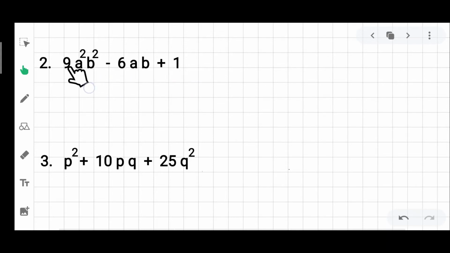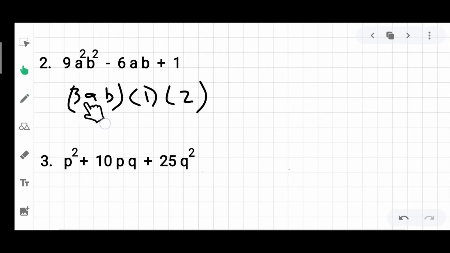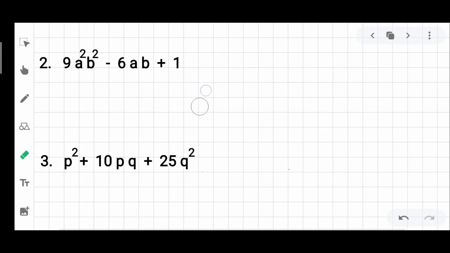So the square root of 9 is 3. The square root of 9a squared b squared is 3ab, then multiply it by the square root of the third term, which is 1, and then times 2. So laging may times 2. Okay, so 3ab times 1, 3ab times 2, 6ab. So yung sign dito, it can be negative or positive, but in this case, negative yung naging sign niya. So now, napatunayan na natin na perfect square trinomial ito.